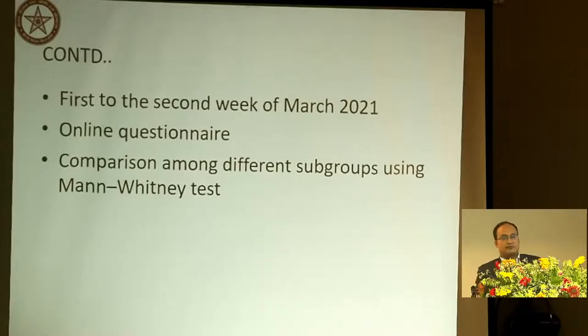As this was the time just after the second lockdown, the students were having the provision of online learning. So it was difficult or nearly impossible to get direct response from them. So an online questionnaire was prepared using Google Form, and it was distributed to the students via their email and social networking accounts. The responses were then recorded, and the data was generated. As the data was not in normal distribution, the comparison among different subgroups was done by using Mann-Whitney U test.